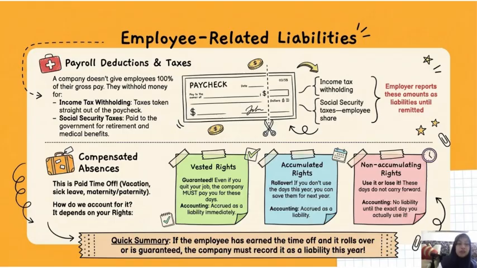And the last one is non-accumulating right. This is a use it or lose it system. These days do not carry forward to next year. Therefore, the company has no liability until the exact day the employee actually uses the leave.